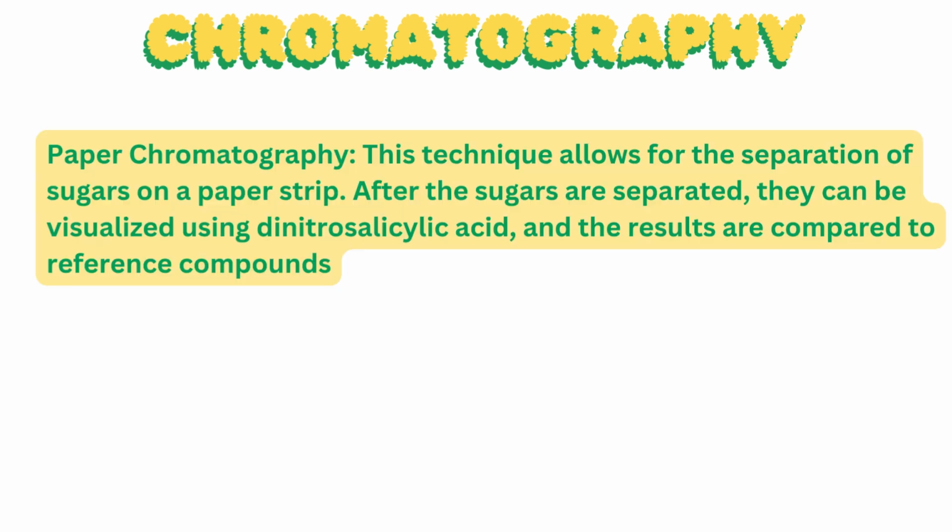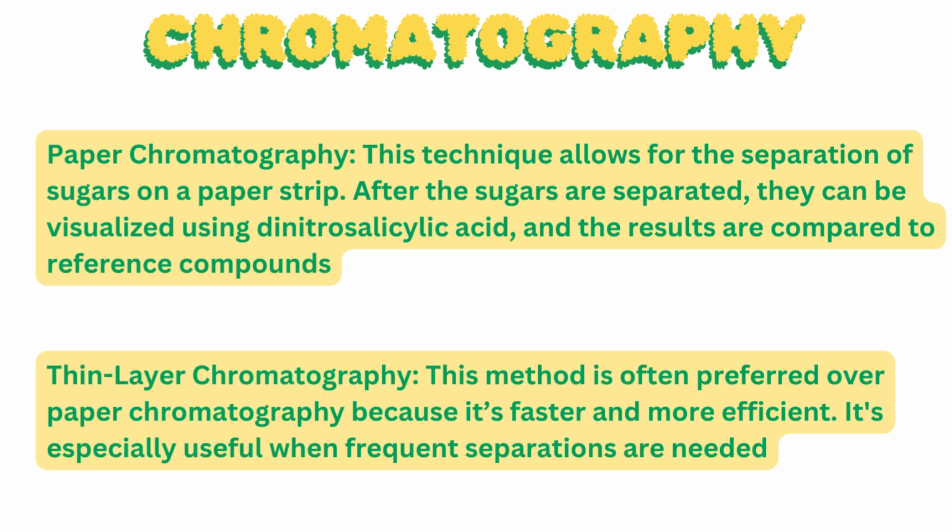Chromatography techniques for identifying sugars. In some cases, scientists need to separate and identify individual sugars. They use a process called chromatography, which can either be done on paper or using a thin layer. Paper chromatography. This technique allows for the separation of sugars on a paper strip. After the sugars are separated, they can be visualized using dinitrosalicylic acid, and the results are compared to reference compounds. Thin layer chromatography. This method is often preferred over paper chromatography because it's faster and more efficient. It's especially useful when frequent separations are needed.